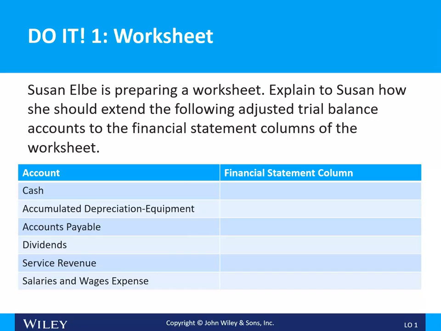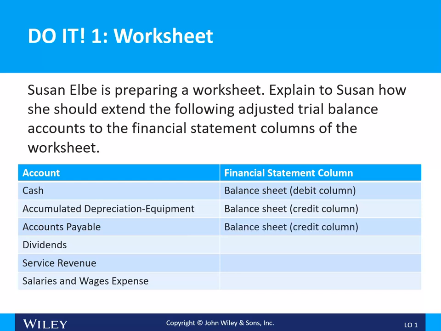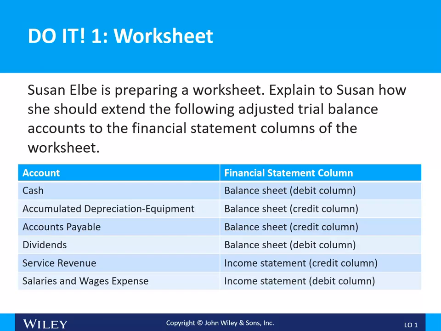So cash, that is a balance sheet and it's in the debit column. Accumulated depreciation equipment, it's balance sheet credit column. Accounts payable, it's a liability, it's a balance sheet credit column. Dividends reduces our stockholders' equity, so it's on the balance sheet debit column. Service revenue is on the income statement in the credit column. And finally, salaries and wages expense, income statement, debit column.